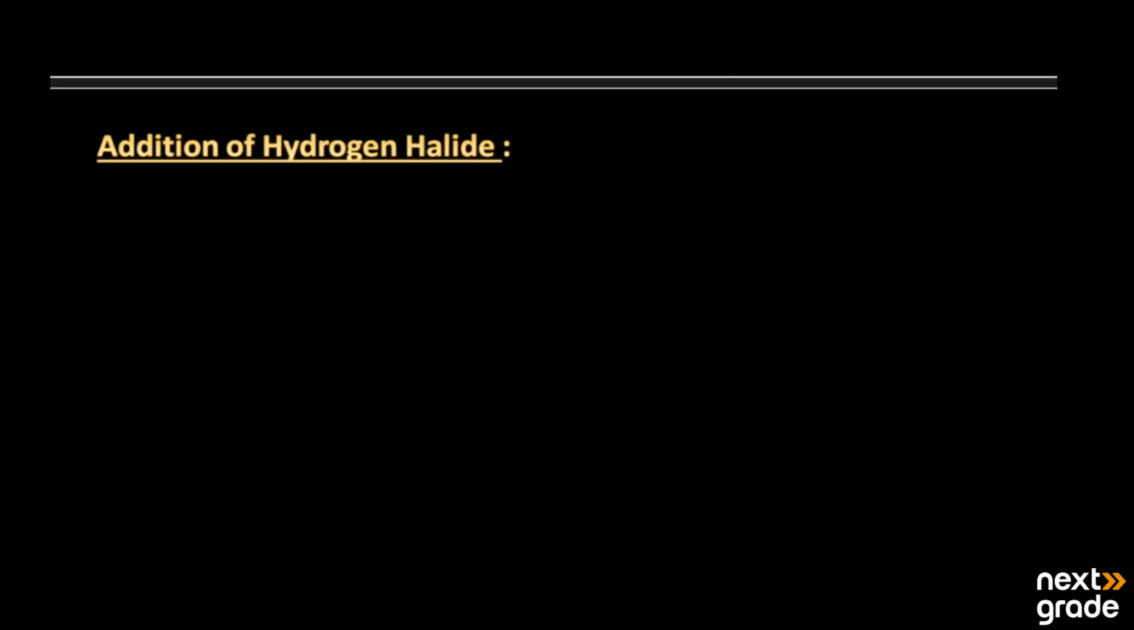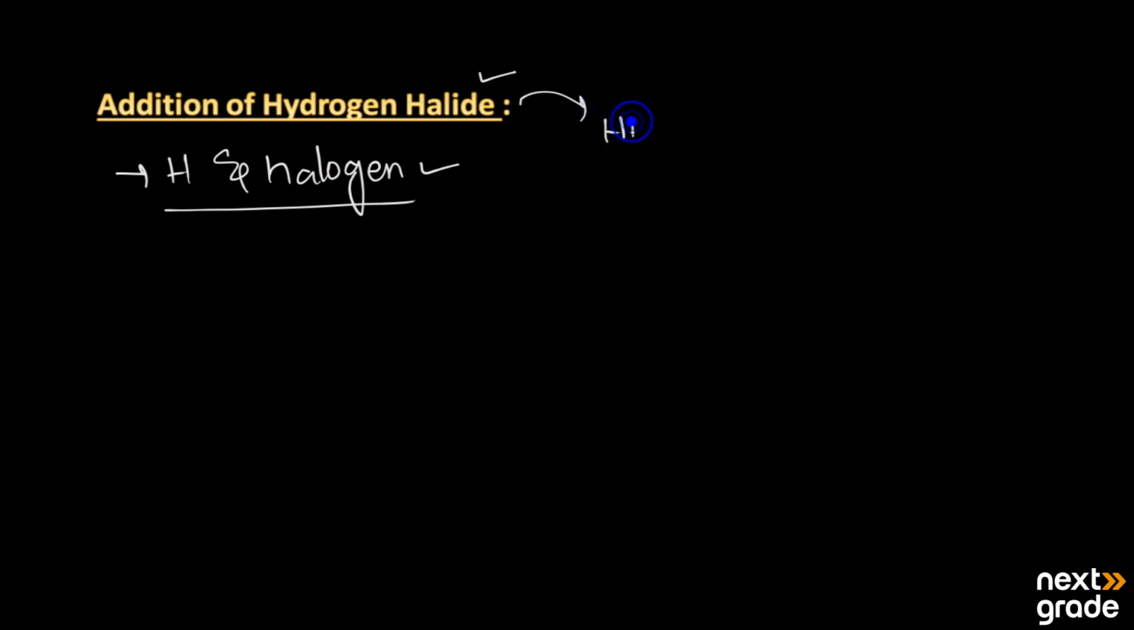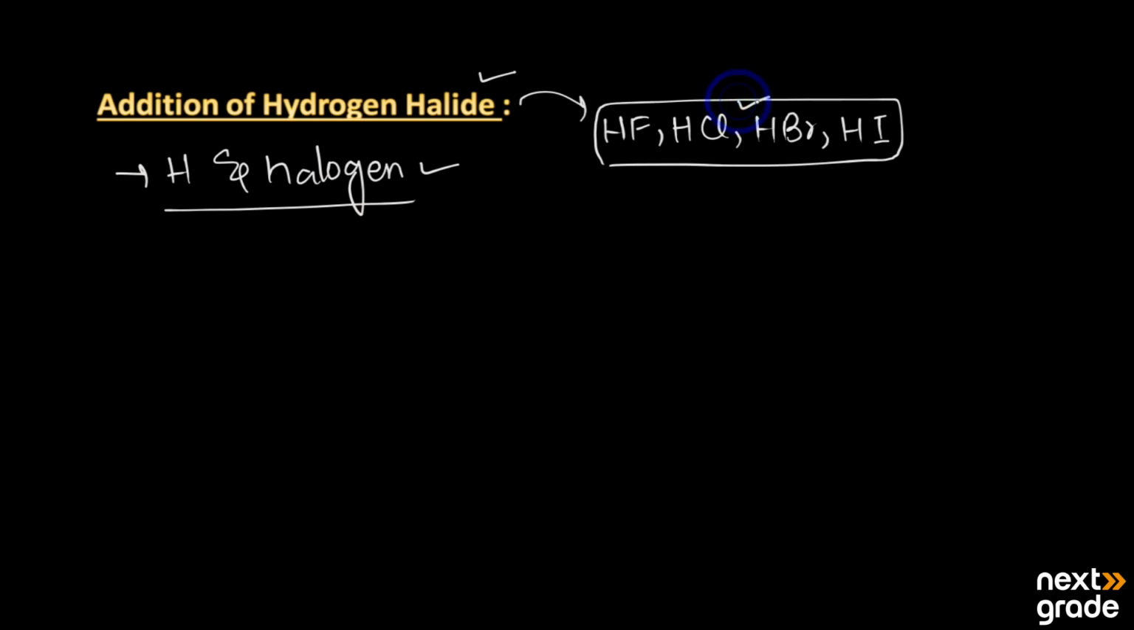First one is the addition of the hydrogen halide. Addition of hydrogen halide is basically a chemical reaction. Simply, it means the addition of hydrogen and the addition of a halogen. So this is known as addition of the hydrogen halide. Hydrogen halides are halogen atoms combined with hydrogen, and we have four: HF, HCl, HBr, and HI. These four halogens combine with hydrogen and are known as the hydrogen halides.